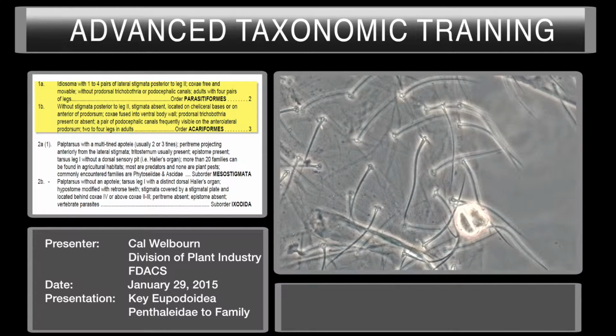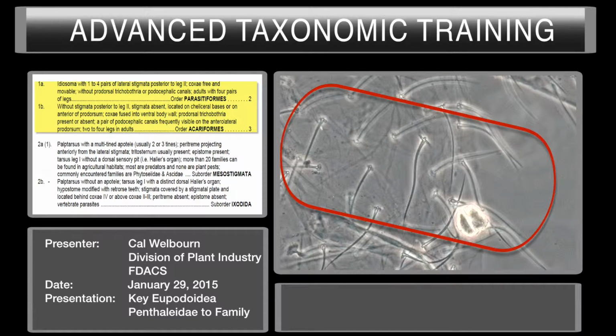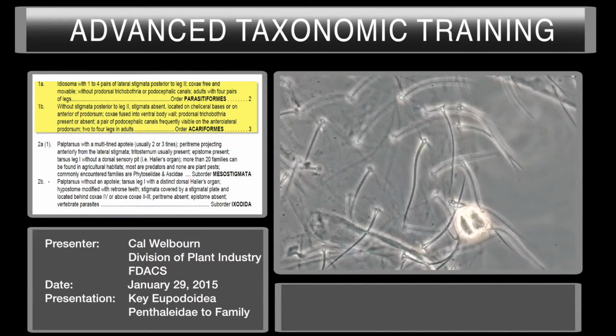And this is leg 3 here, a little bit of leg 2 there. So this is the region we're looking at for lateral paratremes or stigmata. And there's nothing obvious here.